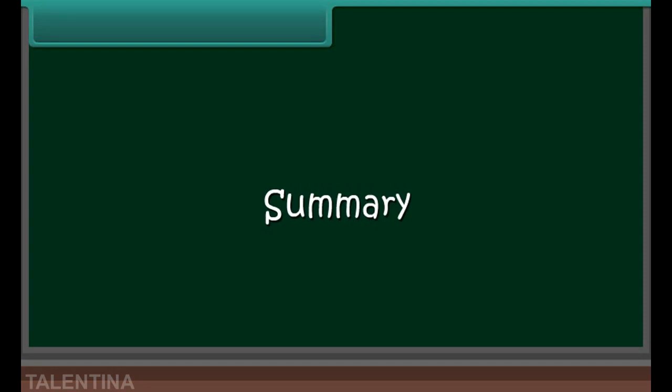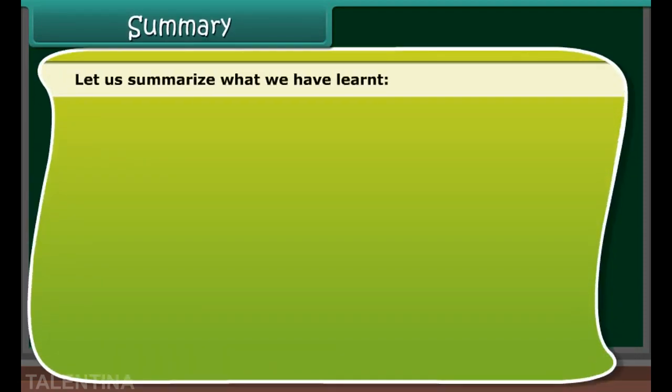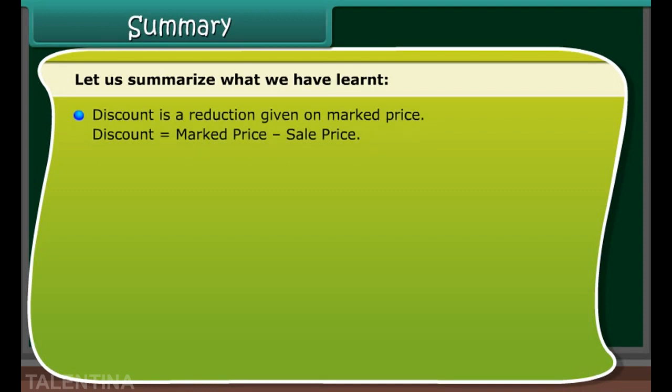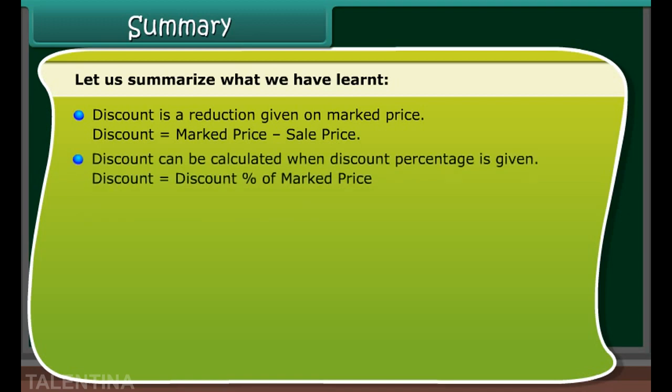Summary. Let us summarize what we have learnt. Discount is a reduction given on marked price. Discount is equal to marked price minus sale price. Discount can be calculated when the discount percentage is given. Discount is equal to discount percentage of marked price.